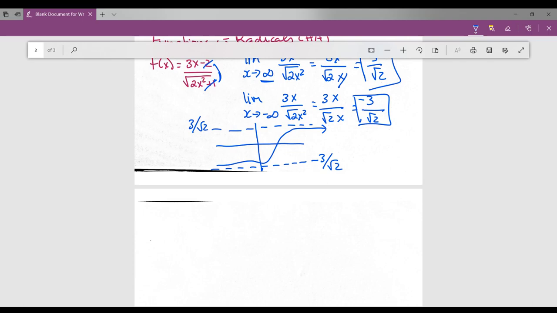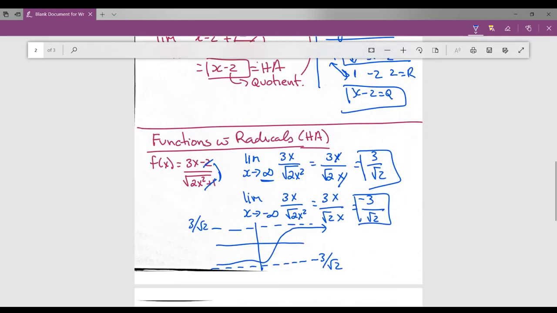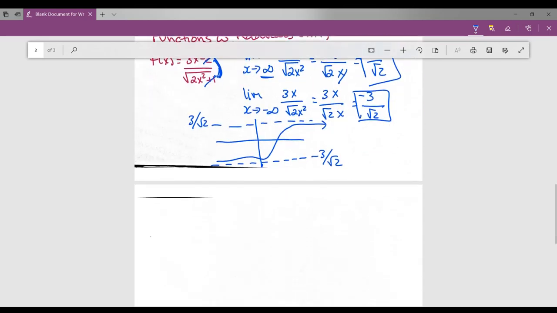I want to show you something. This little magic trick where we cancel out the constants here. There's a reason you can do that. There's actual math behind it. It's not just, let's just do it.